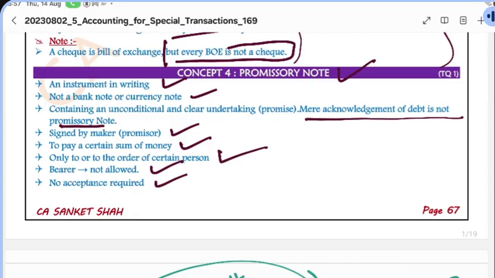If, for example, I say, "Sir, I promise you to pay rupees 1 lakh after 2 months," you don't need to say, "I accept your promise." There is no need to accept. A promise does not need any acceptance.